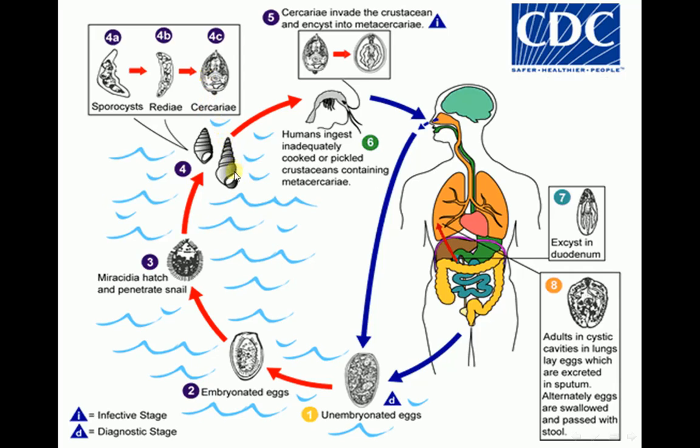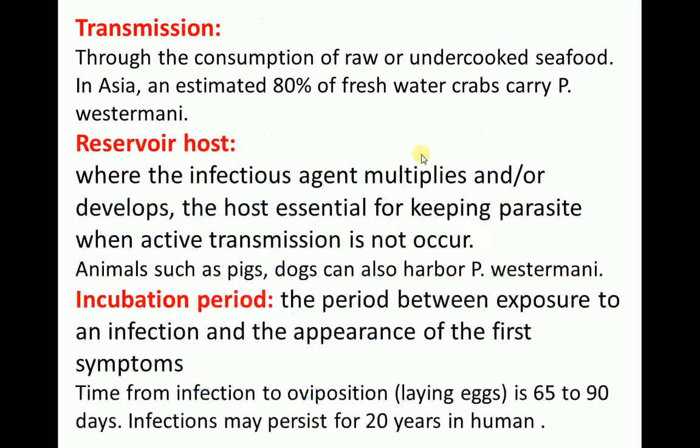These cercariae leave the first intermediate host and swim to find the second suitable intermediate host, as we said, crustacea such as crayfish or crabs, and the life cycle is repeated. Transmission. Transmission occurs through the consumption of raw or undercooked seafood. In Asia, an estimated 80% of freshwater crabs carry this parasite, Paragonimus westermani.